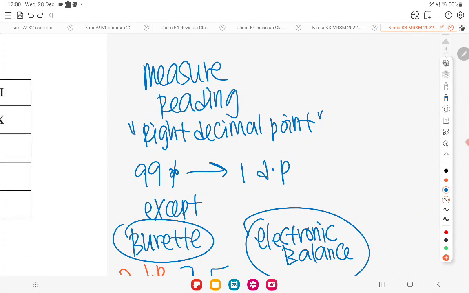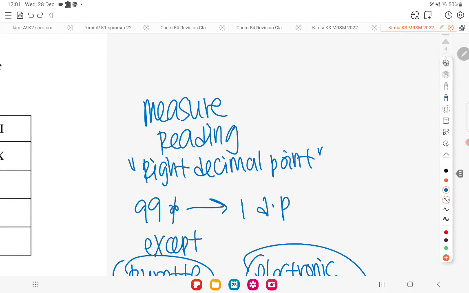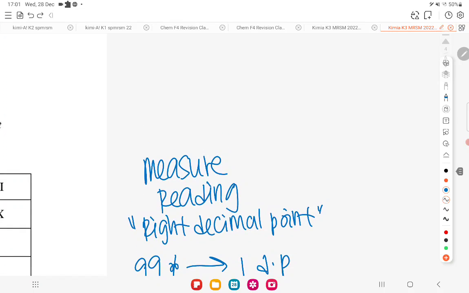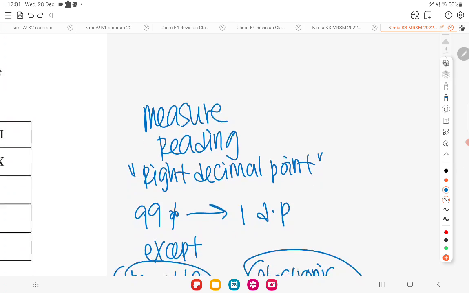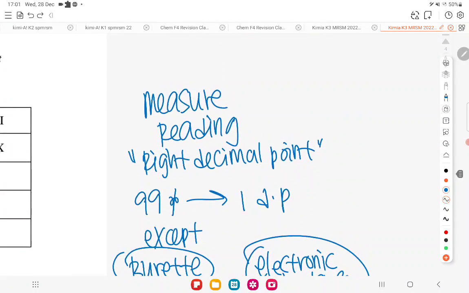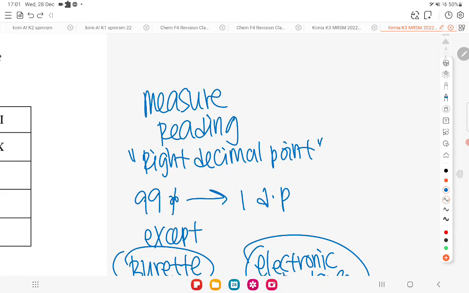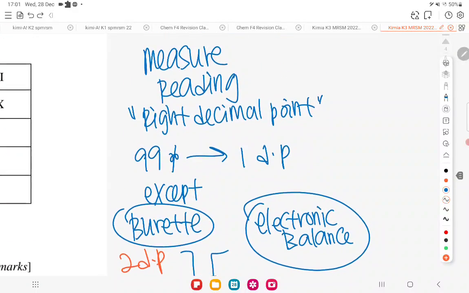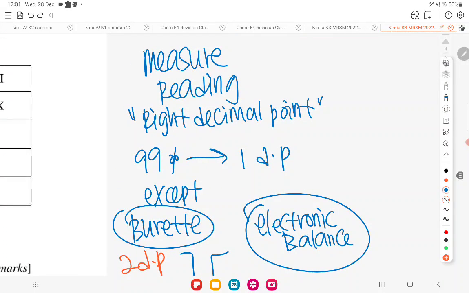For example, if they ask you to measure the volume, 1 decimal point. If they ask you to measure temperature, 1 decimal point. If they ask you to measure the length, how long is a substance, 1 decimal point, for example. There are only 2 special cases where you need to put 2 decimal points.